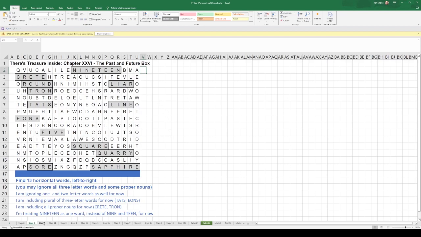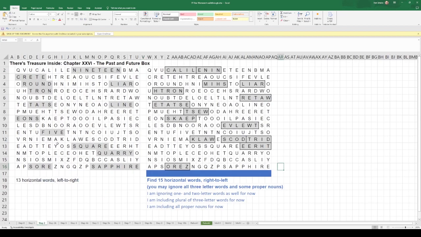Okay, let's jump to step 2. So on the left, we've got our 13 left to right words. Now I found 15 horizontal words right to left, so backwards. I found 9, I found lilac, I found north, I found estate, and I'm again ignoring the 1 and 2 letter words. I'm including the plural of 3 letter words. There are none in this example. And I'm including proper nouns for now. I don't think there are any in this example.